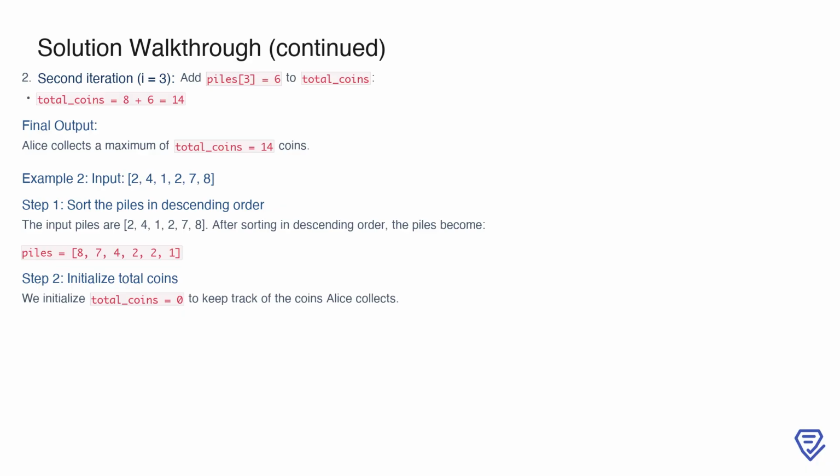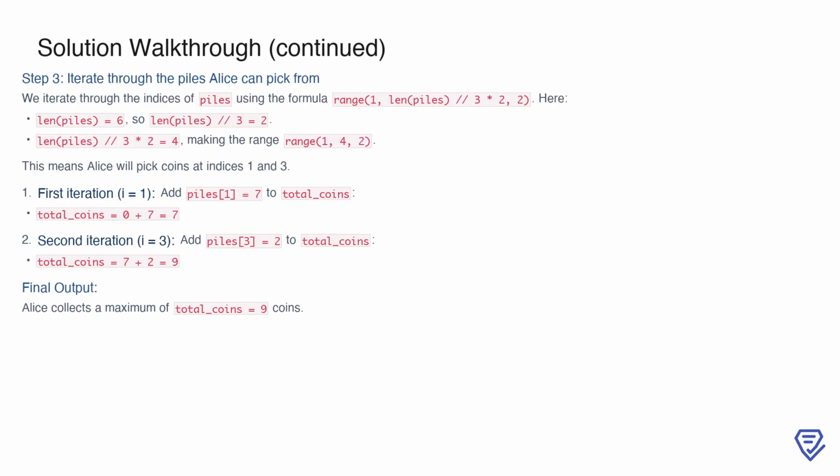We now move on to the next example, where the input piles are 2, 4, 1, 2, 7, 8. First, we sort these piles in descending order. After sorting, the piles become 8, 7, 4, 2, 2, 1. Once again, we initialize total_coins to 0 to track Alice's collected coins. Now, we determine the indices Alice will pick from using the same formula as before, range(1, len(piles) // 3 * 2, 2). In this case, len(piles) is still 6, so the range evaluates to range(1, 4, 2). This means Alice will pick from indices 1 and 3.